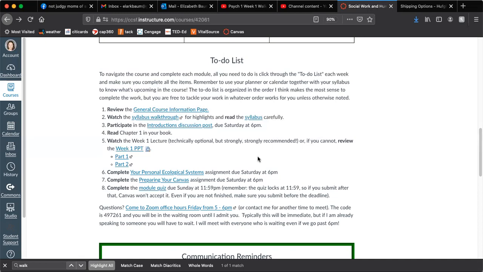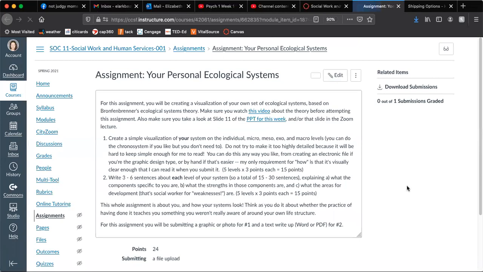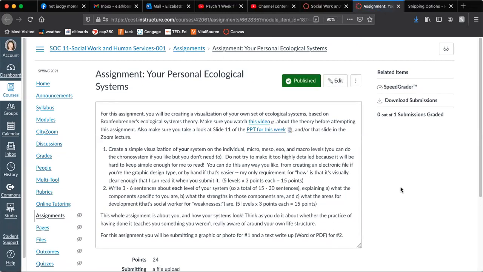Okay. So your personal ecological systems assignment. What you're asked to do in this assignment is not super simple, but you're gonna be doing a two-part thing. You're gonna make a visualization of your system. You're not gonna understand this yet because you haven't watched the video and looked at the PowerPoint and all of that stuff to understand what this assignment is about, but you will. You're going to be making a visualization of your own system. Watch the video first, please.